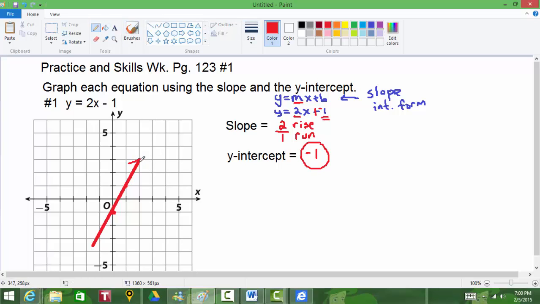Just remember that you want to put arrows. The arrows indicate that it continues on forever. So let me get the other arrow in there. And remember that the name of this line is going to be y equals 2x minus 1. And let me go ahead and circle my slope. My slope is actually the 2, and we just used 2 over 1 to help us with the graphing. And that should be our answer.